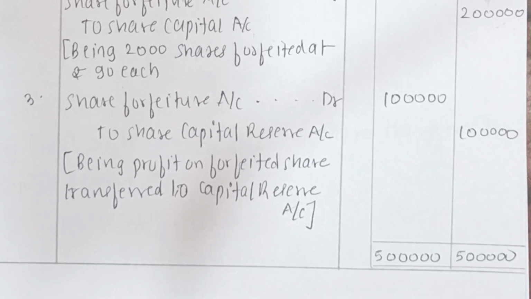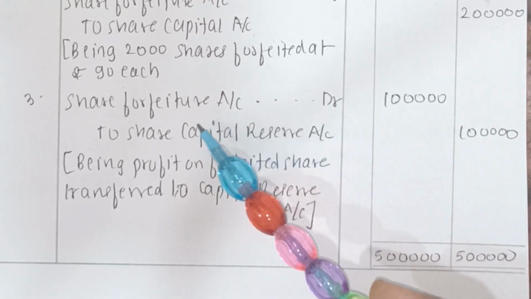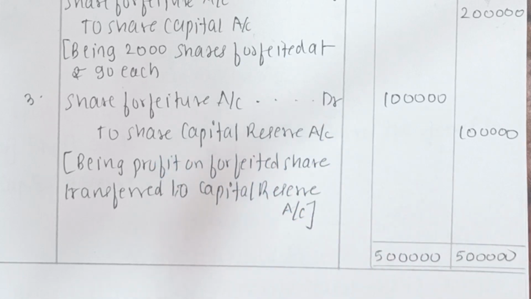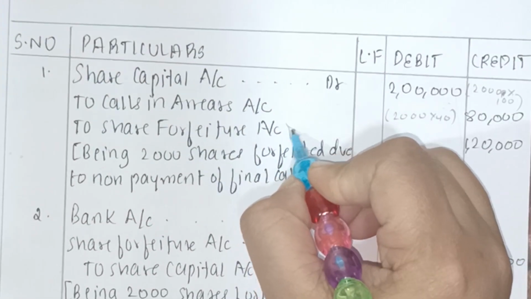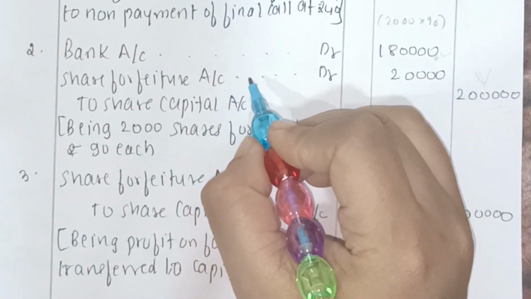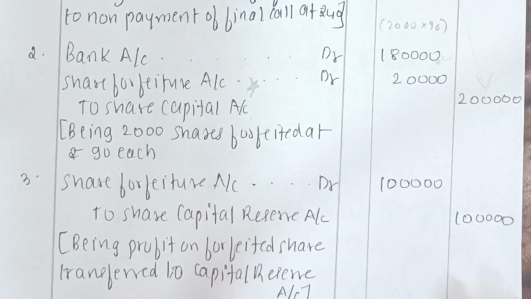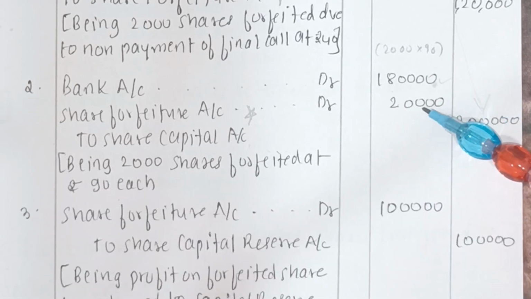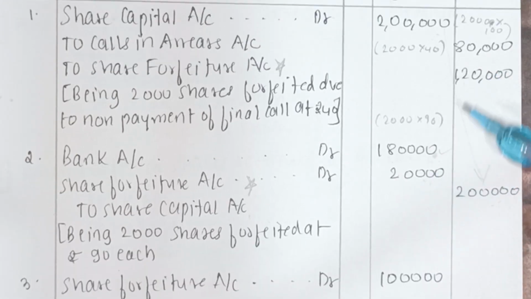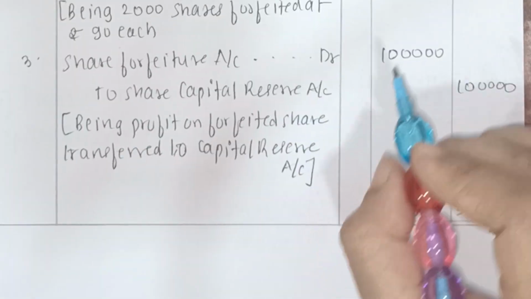And the last entry is about transferring the profit to the capital reserve account. So share forfeiture account debit to capital reserve account. So how did I get this amount? What you have to do is just see that here you have share forfeiture account. Even in this you have share forfeiture account. Here you can see the amount of share forfeiture is 1,20,000. Here you can see the amount is 20,000. So 1,20,000 minus 20,000 will give you 1 lakh.